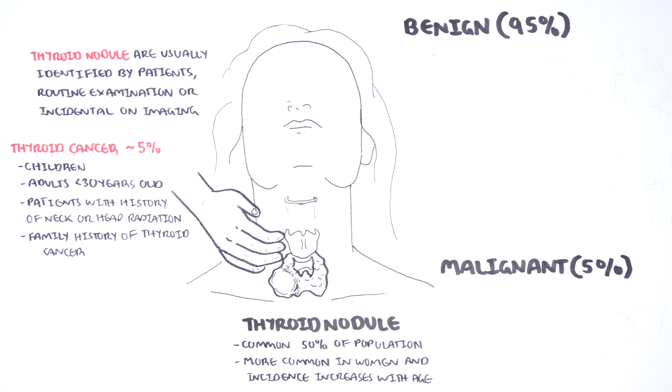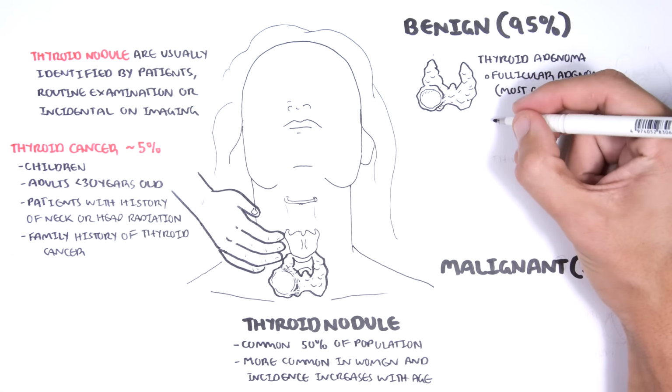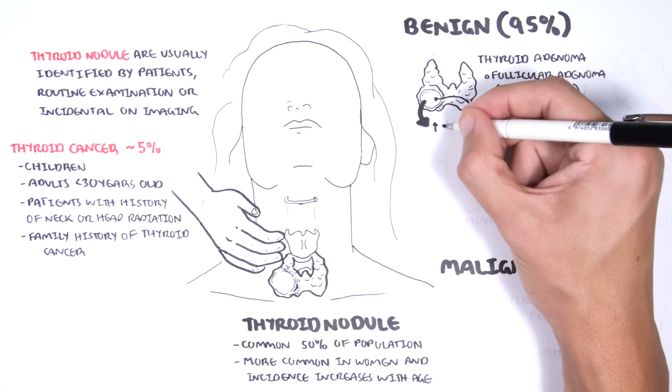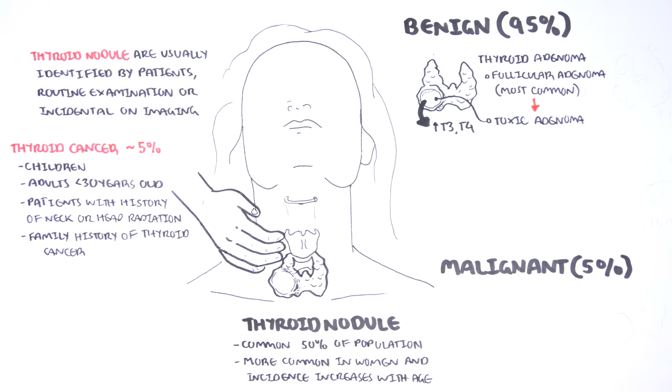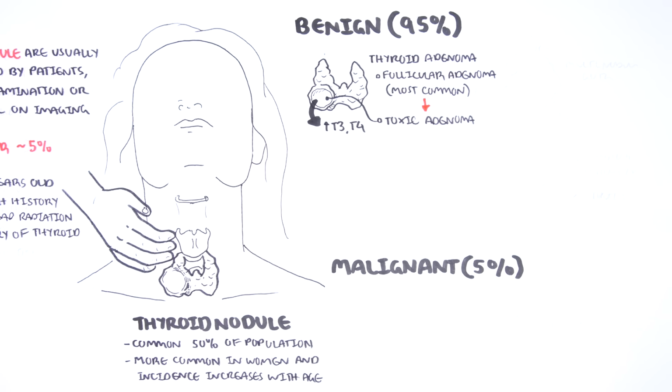Some common examples of benign thyroid nodules are thyroid adenoma, which can be a basic benign follicular adenoma, the most common cause of a solitary thyroid nodule. Of course, this adenoma can undergo mutation in its thyroid-stimulating hormone receptor, and can progress to become a toxic adenoma, which is also benign. A toxic adenoma is where the adenoma becomes hyperfunctioning and produces a lot of T3 and T4, irrespective of thyroid-stimulating hormone.